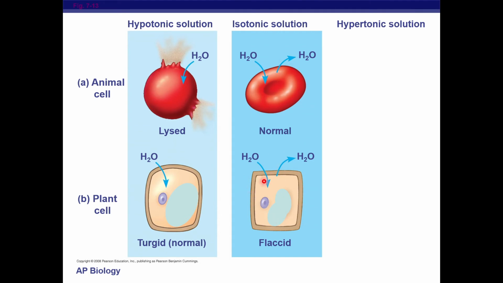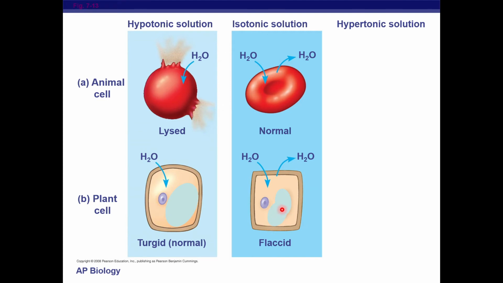If I put that plant cell into an isotonic solution, that means this solution has the same amount of solute as the cell. The water is going to move in and out of the cell in an overall net equilibrium movement, net equal movement of that water.